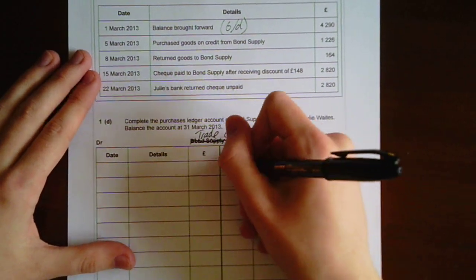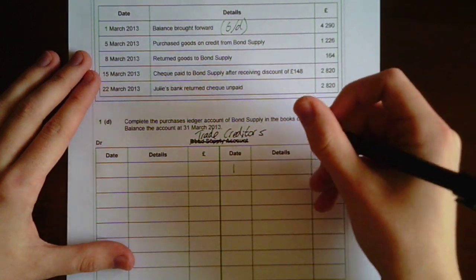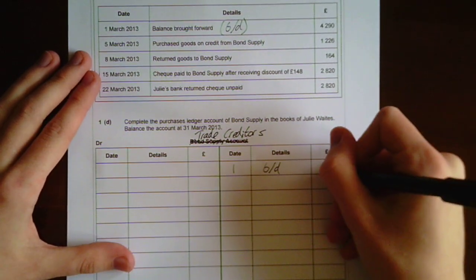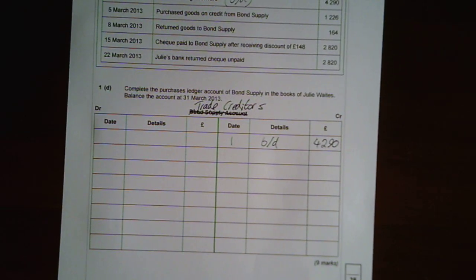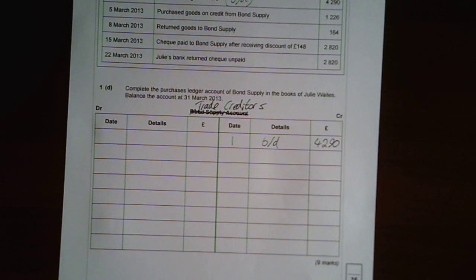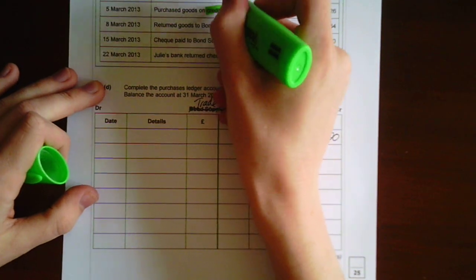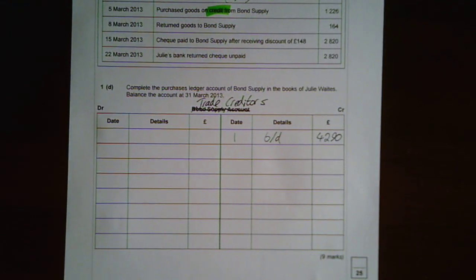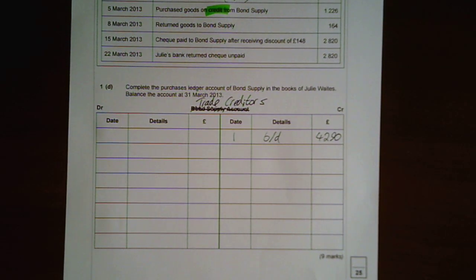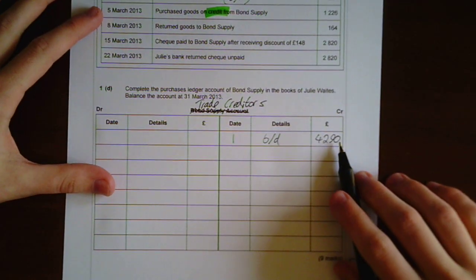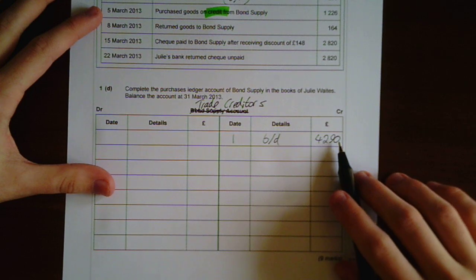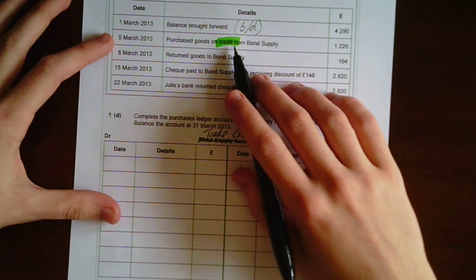So we're going to pull up the 1st of March. I'll just put the 1st. Brought down 4290. Okay, so we purchased some goods on credit, and what's vital to read from that is the word credit. If that said purchase goods and on cash, we wouldn't even be thinking about it. We'd have to completely ignore it. But because it says on credit, we have to take it into account. So that's how much money we owe to bond supply, a supplier, 4290, and we've just purchased some goods.